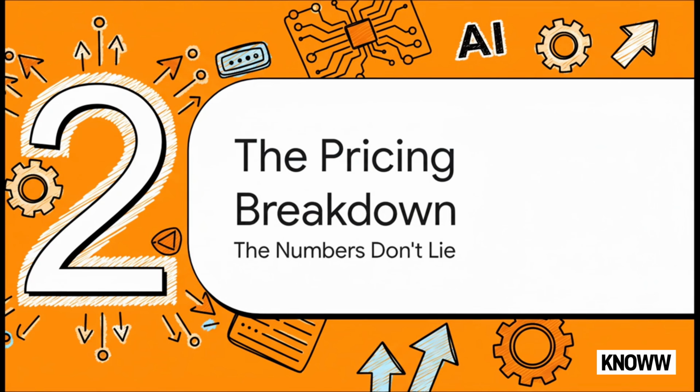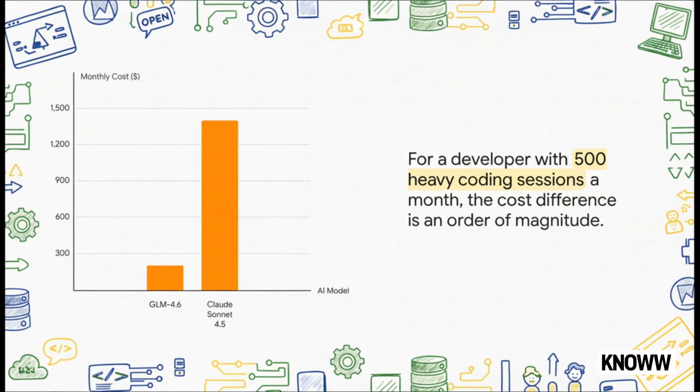Okay, so the tech is impressive, but let's get to the part that really drives home this whole paradigm shift idea: the pricing. The numbers don't lie, and trust me, this is where the story gets really good. Just look at this. Seeing it laid out in a chart like this, it's just wild. Let's say you're a heavy user, maybe 500 coding sessions a month. With GLM 4.6, you're paying around $205. With Claude Sonnet 4.5, that skyrockets to over $1,400. That's not just a little bit cheaper, that's a whole other universe of cost.